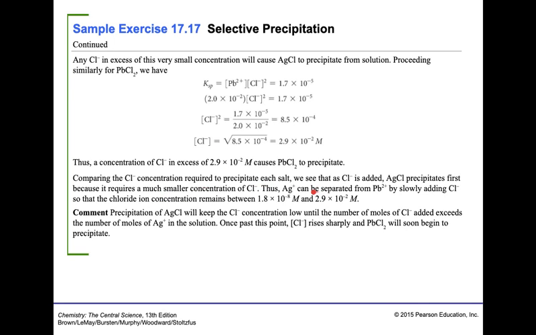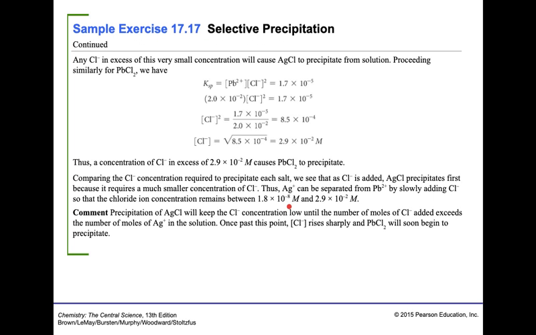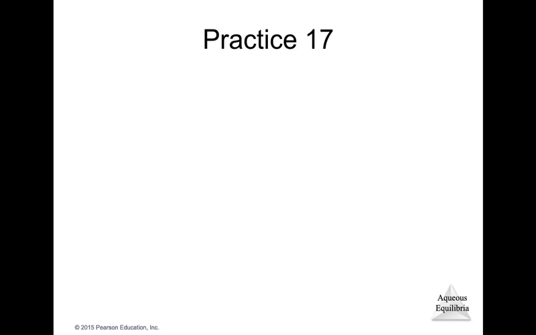So if you want to keep silver ions present, or if you just want one precipitate, the chloride concentration needs to be between 1.8 times 10 to the negative 8th, which is the value we calculated here, and this value, because once you reach this concentration of chlorine ions, you are going to see a precipitate of lead chloride as well. Okay, so finish up practice 17, pause, then check.